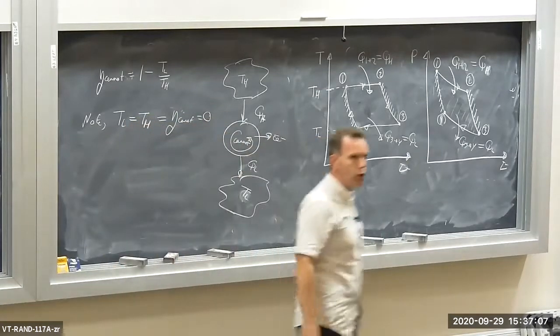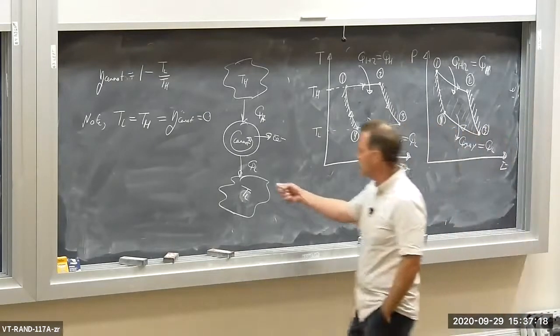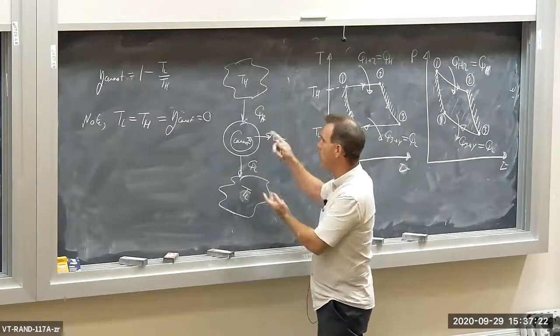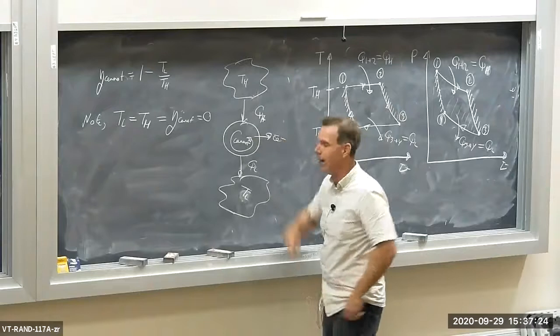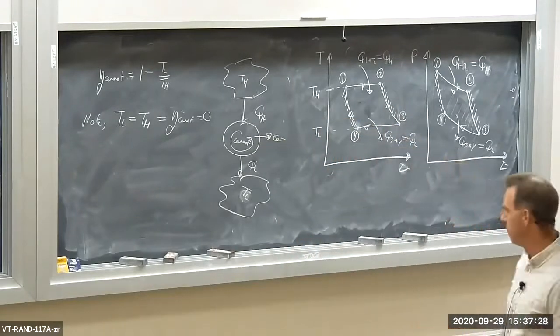It produces no work, no matter what the heat interaction. Why might that be true? Because that would be a violation of the Kelvin-Planck statement of the second law. If these guys have the same temperature, that means it's the same reservoir. So we got one reservoir interacting with the device that cannot produce work.